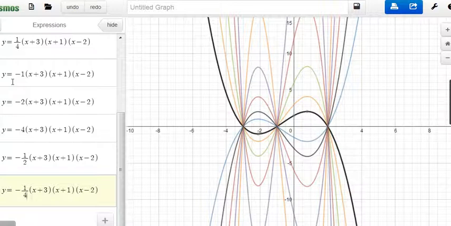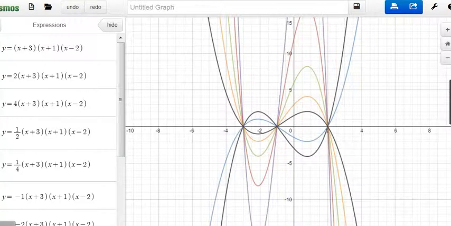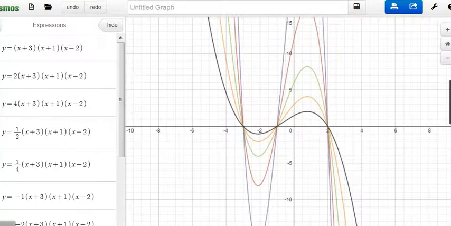Although I really only wanted the negative ones on their own grid, so I can just erase the positive ones. It looks so much prettier this way. Maybe I can just turn them off. There. So there are the negative ones.